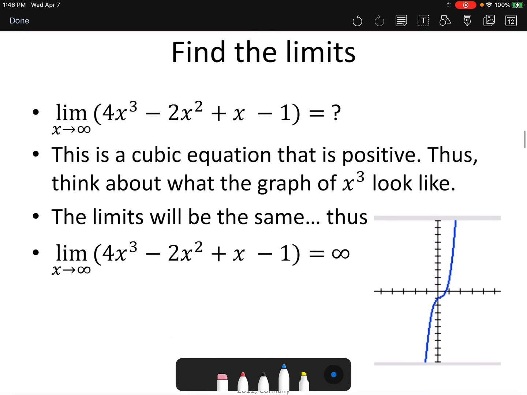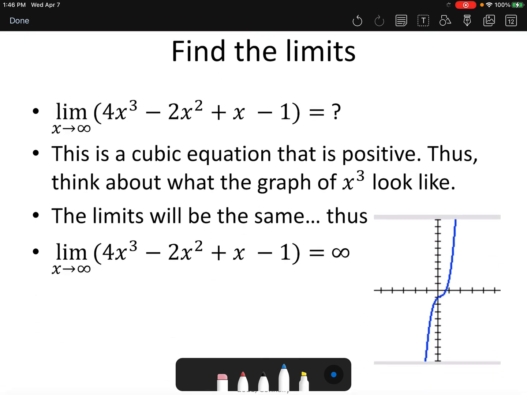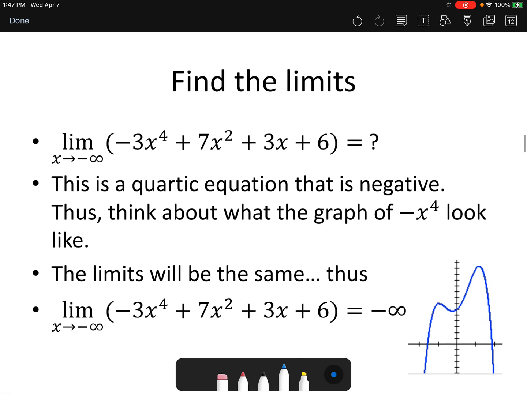Okay? Now, let's find some limits. What is the limit of 4x cubed minus 2x squared plus x minus 1? So this is a cubic equation that's positive, so it's going up. And we only have to look at this to figure out the long-run behavior. So as x approaches infinity, I just need to look at this term. Well, it's x cubed, so it's going to approach infinity.